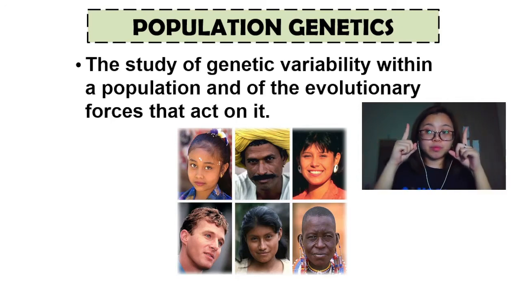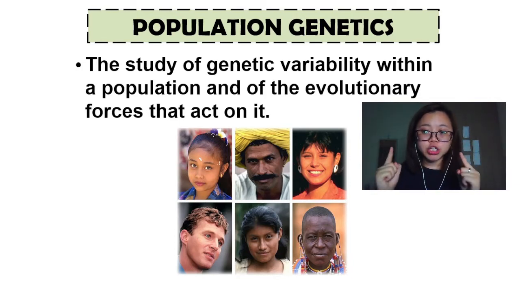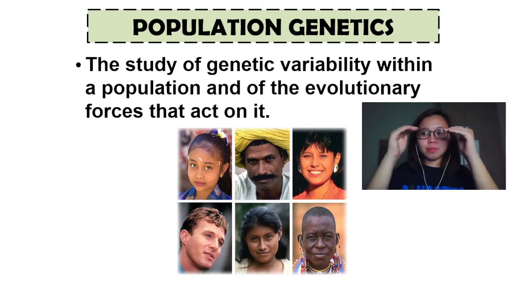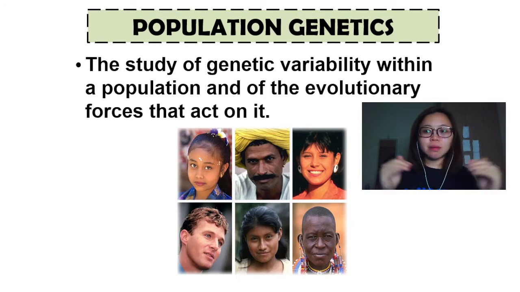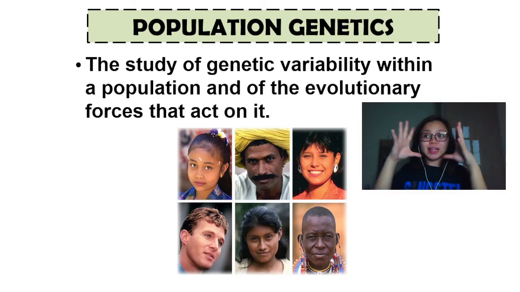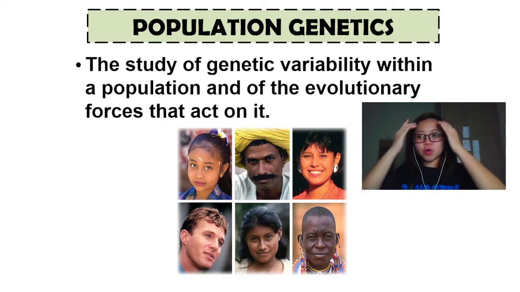We'll talk about population genetics. So population genetics is the study of genetic variability within a population and the evolutionary forces that act on it. Sebelum ini dalam chapter 4 kita belajar pasal keturunan mengikut keluarga. Okay, so mula dengan parent, generasi pertama, generasi kedua. Untuk chapter 5 kita ikut skala yang lebih besar. So we're using a bigger scale.